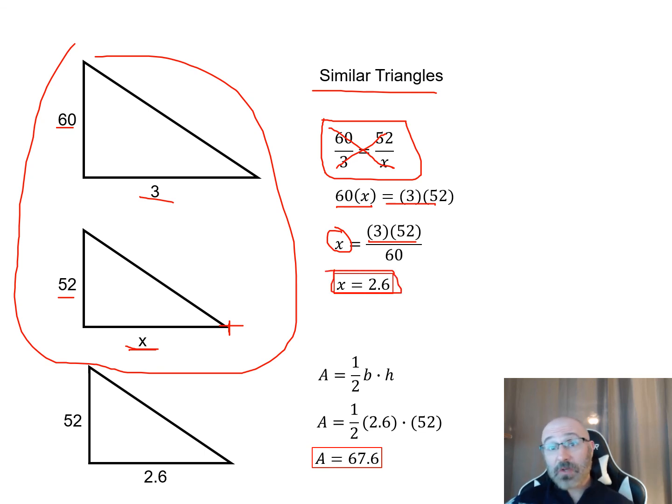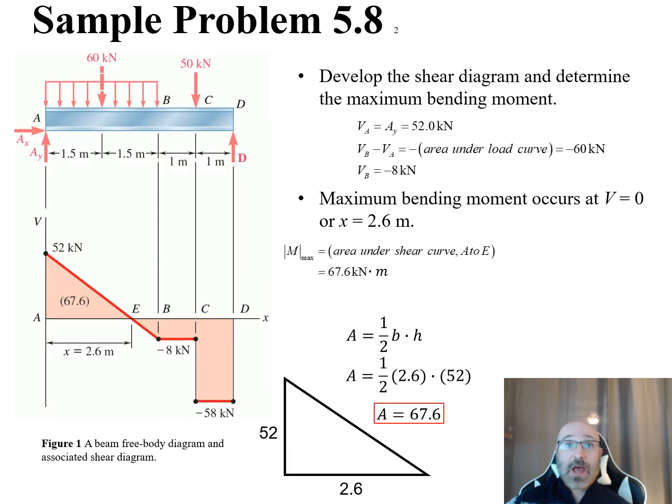So now we know the dimension of that triangle there, and this is 52 over here on the height, and our base right here is 2.6, then the area inside of this right here is equal to 1/2 base times height, or 1/2 times 2.6 times 52. So our area right here is now going to be equal to 67.6. So going back over here, that's where we get that x is equal to 2.6 right there from those similar triangles, or the trig, or our graphing like we discussed before.